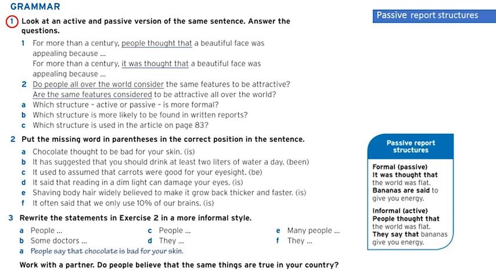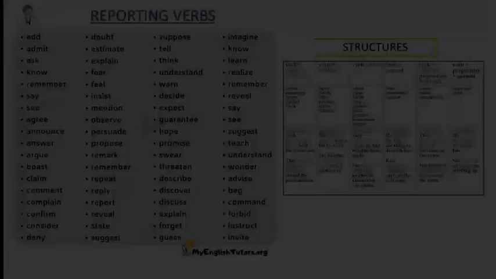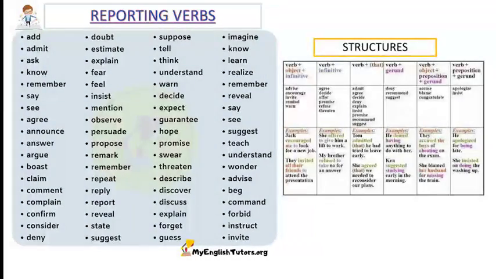It's only that with these passive report structures, we're going to have reporting verbs. But what are reporting verbs? These are just like say, think, consider, agree, suggest, tell, deny, and on and on and on. Here I will give you a complete list of reporting verbs.